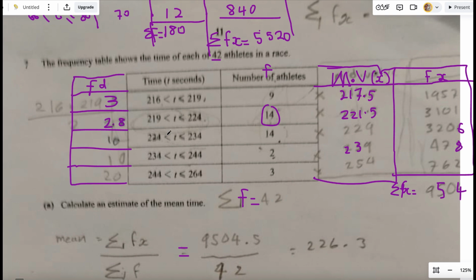Now for this one, 14 divided by, what's the class width? The class width from 224 to 234 is 10. So 14 divided by 10 is 1.4. That's the frequency density. Now this one is 2 divided by 10, because from 234 to 244 is 10. 2 divided by 10 is 0.2. The frequency density here will be 0.2.